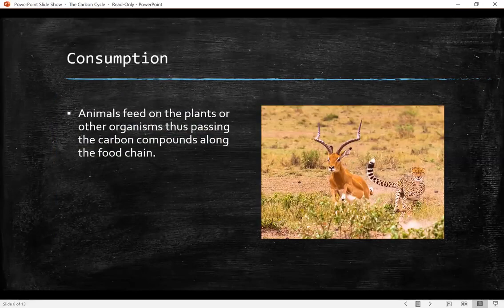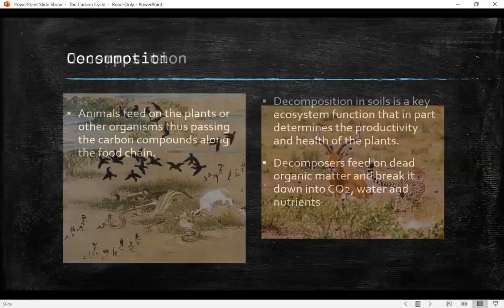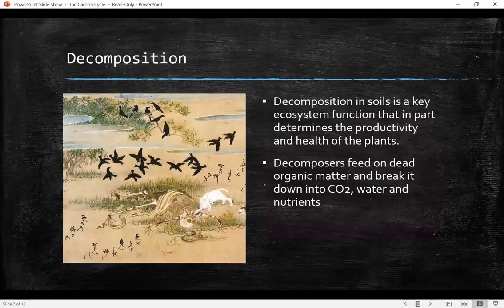What is consumption? Animals feed on the plant or other organisms, thus passing the carbon compounds along the food chain. The next important step is decomposition. Decomposition in soils is a key ecosystem function that in part determines the productivity and health of the plants. Decomposers feed on dead organic matter and break it down into CO2, water, and nutrients.